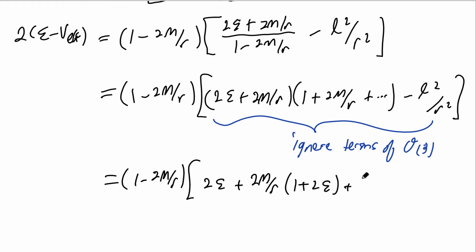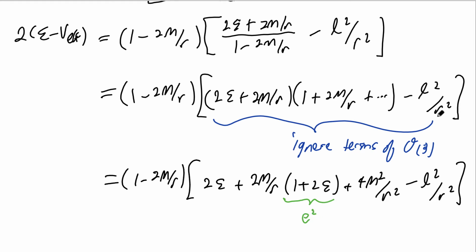So that would be 4m squared over r squared. And we have then finally this term L squared over R squared. And this is correct, ignoring terms of order 3 and smaller. Now you'll notice this is just the constant little e squared. Remember, big E was equal to little e squared minus 1 all divided by 2.